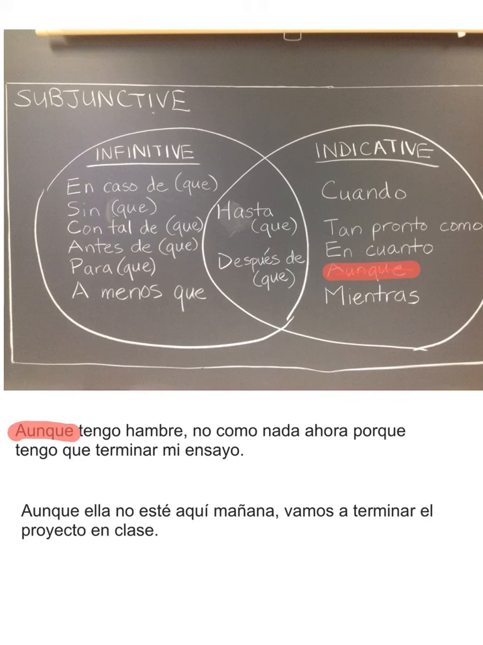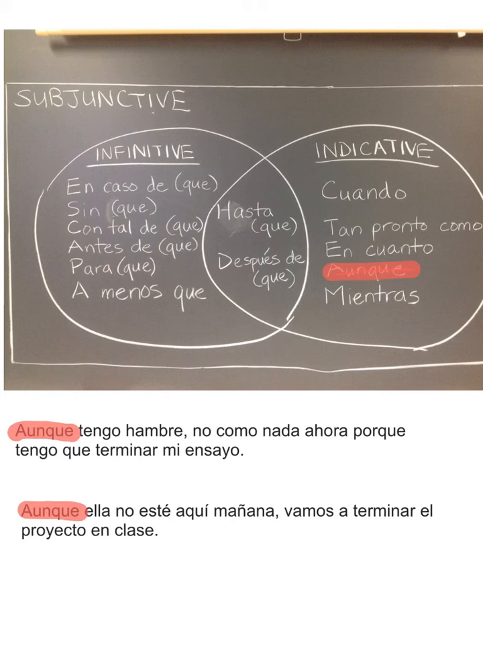However, in the next sentence, aunque ella no esté aquí mañana, vamos a terminar el proyecto en clase. And this one is even if she's not here tomorrow, we're going to finish the project in class. So this one is not an established fact. We don't know tomorrow whether or not she's going to be there. It's a hypothetical, possible situation, and therefore we're going to use this subjunctive.